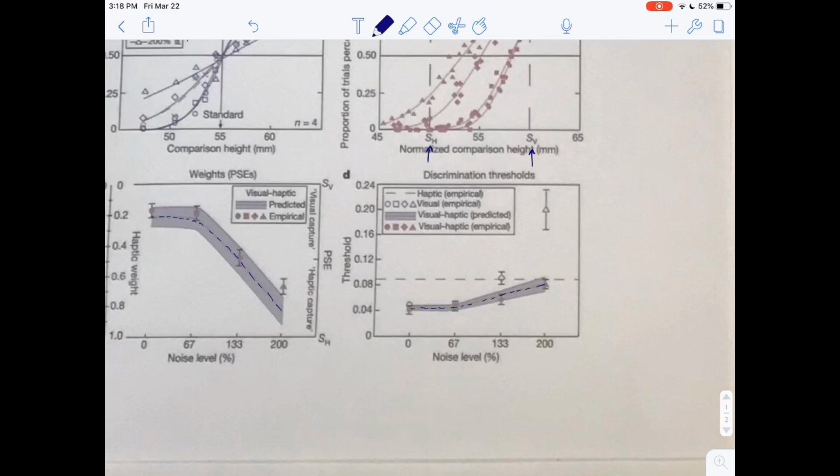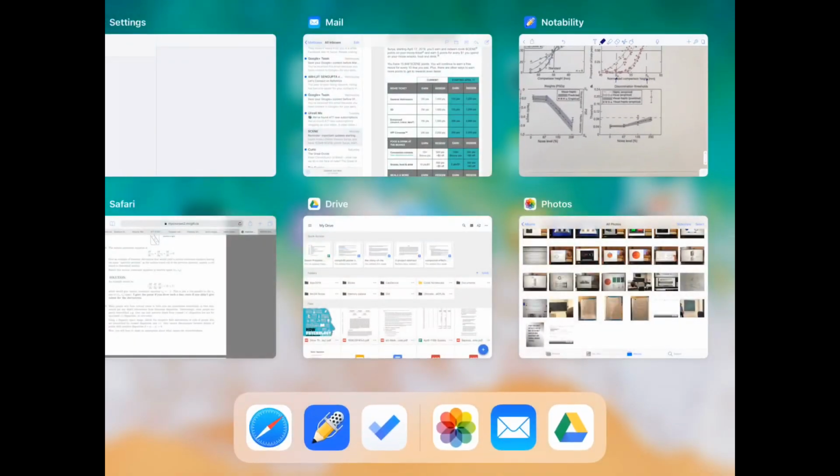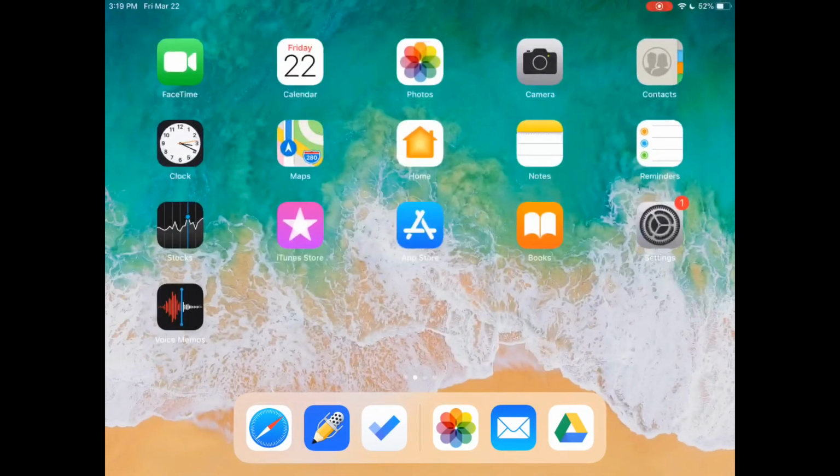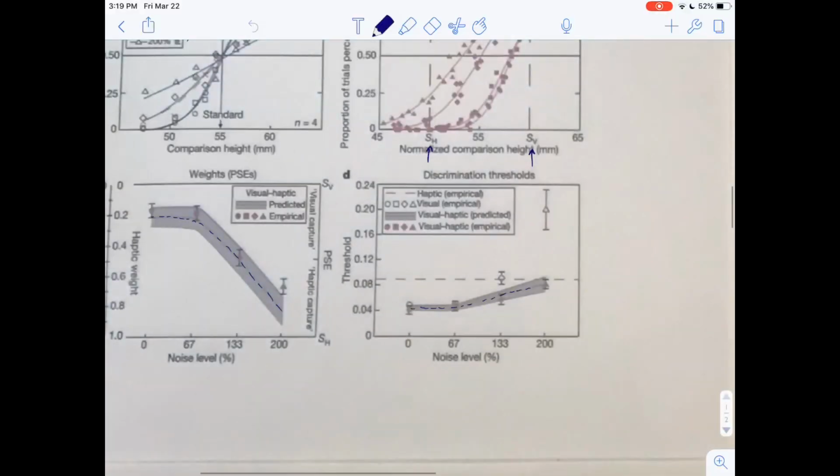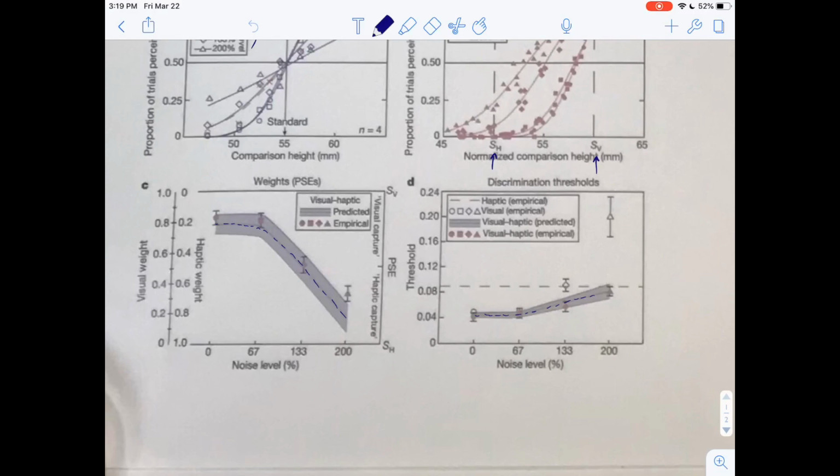In reality, okay, why is my iPad stuck? Okay, I'm sorry for that.